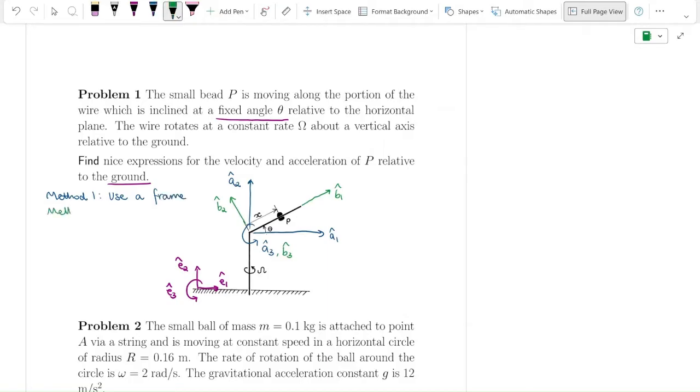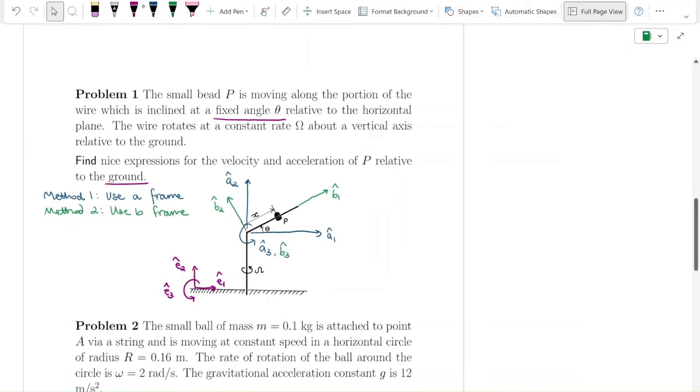The second method is using the B frame. The fundamental methods for solving the problem are the same. You just use different reference frames, and that's where potential confusion can come in. But I will do both ways so that we can see how to do it. The first method, which is method 1.